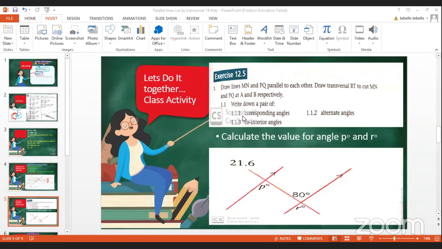Okay, so our class activity, exercise 12.5, number 1. They say draw lines MN and PQ parallel to each other. So you know parallel lines are those two lines we just did right now. The first line will be MN, from M to N, and the second one will be P to Q, and then full stop. And then they say draw transversal RT to cut MN and PQ. Our transversal line is cutting and will form 8 angles. It intersects with MN and PQ at A and B respectively. So now we must draw our own transversal lines.